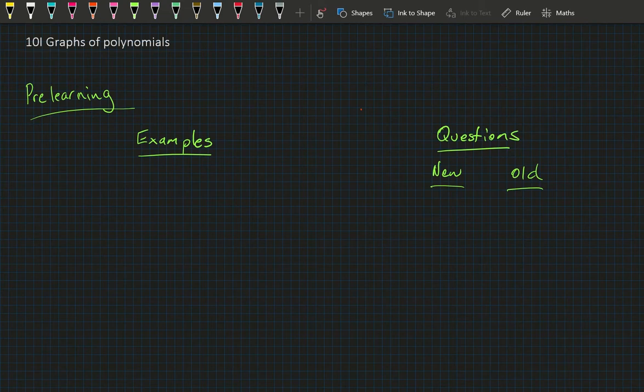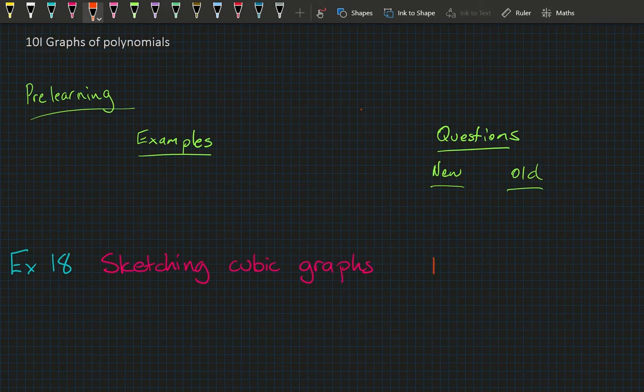In our lesson today, there's just the one example, that's example 18, sketching cubic graphs. And your pre-learning for this example is questions 1 and 2 in the new book, or question 4 in the old book. Now, as you've seen in previous lessons, just because we've only got the one example, does not mean it's going to be a quick and fast lesson.